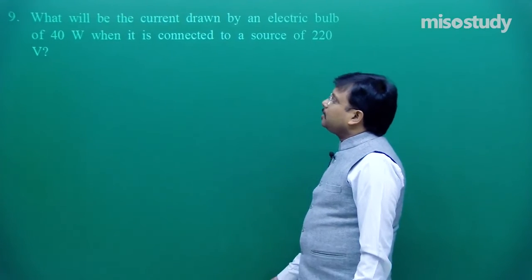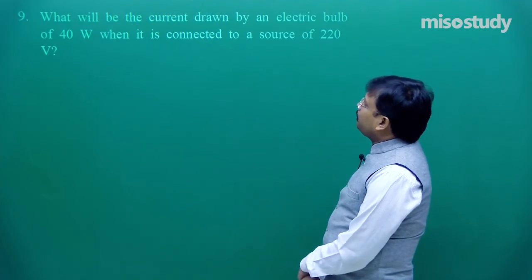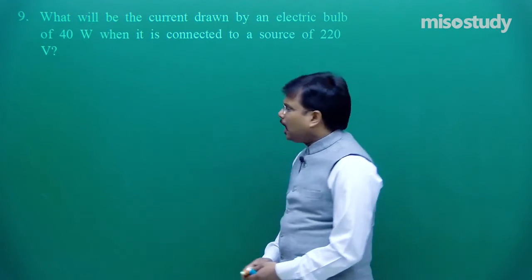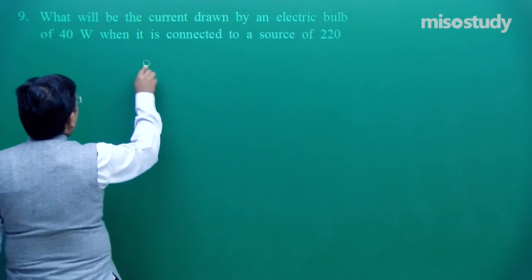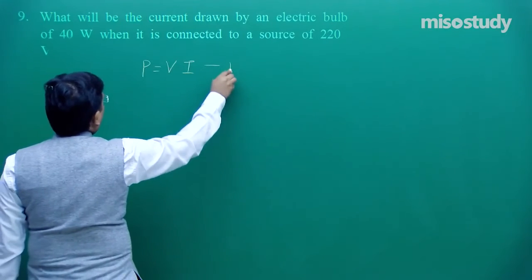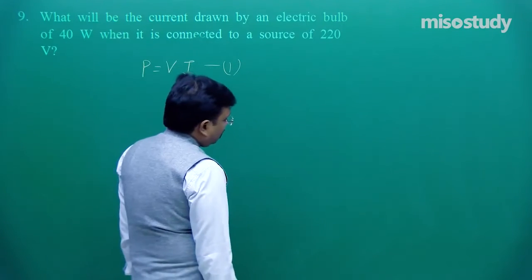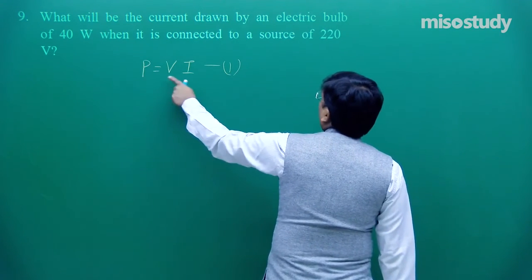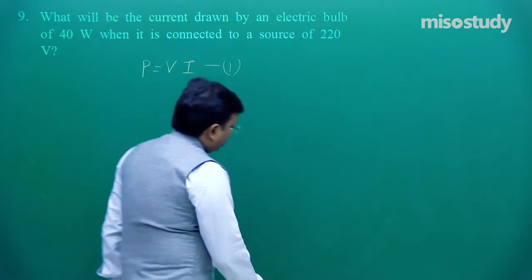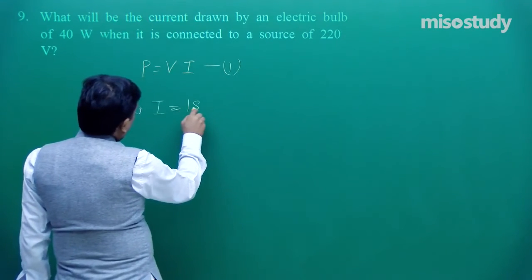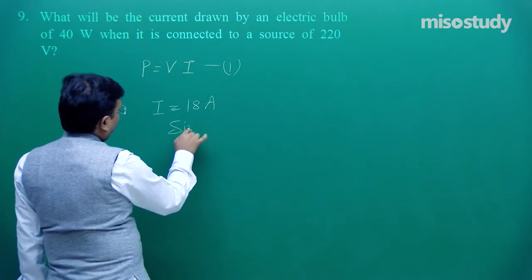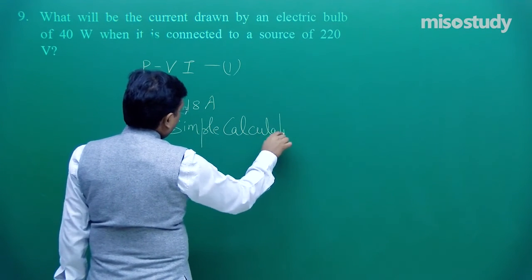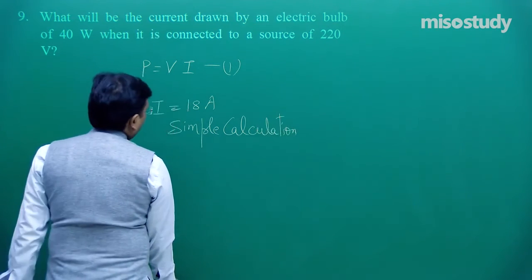Then comes question number 9. What will be the current drawn by an electric bulb of 40 watt when it is connected to a source of 220 volt? Now, students, this question is basically trying to check your knowledge of this formula, whether you have this knowledge or not. After putting the values, that is 40 and 220, easily you can get the value of current I is equal to 18 ampere. Very basic calculation.